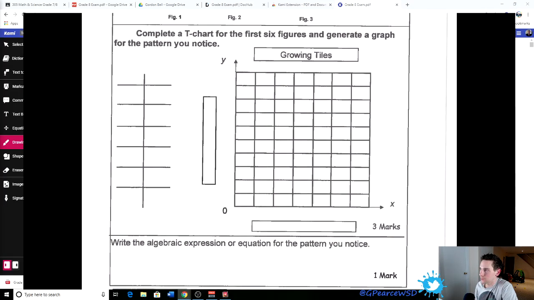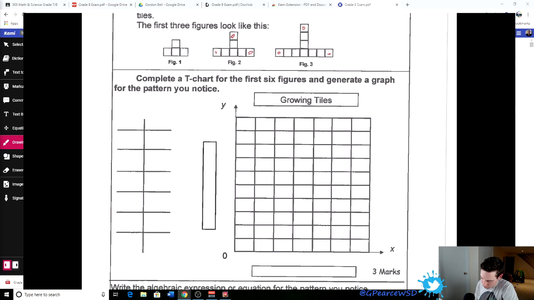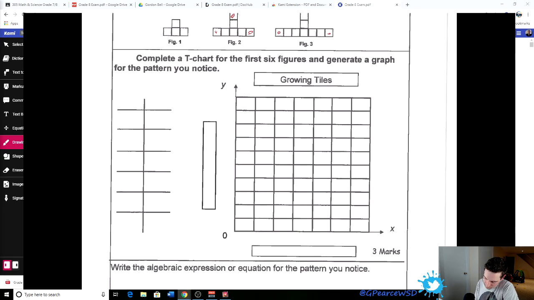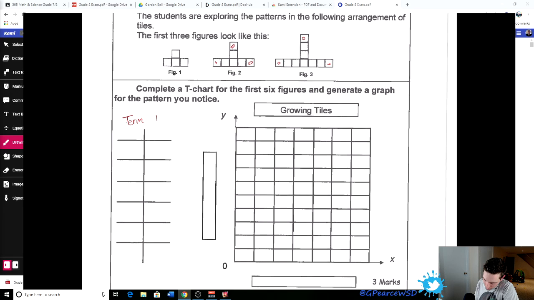Complete the T-chart to show how the tiles are growing. So we have term 1, term 2, term 3, and we have a number of tiles. Term 1, we have 4 tiles. Term 1, term 2, term 3. So we have 4, we have 7, we have 10, right? 1, 2, 3, 4, 5, 6, 7, 8, 9, 10. Yeah, 10.